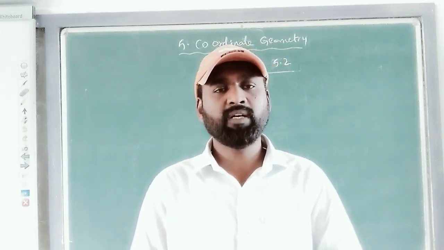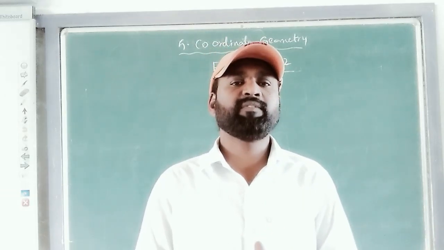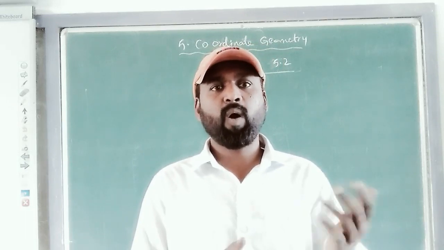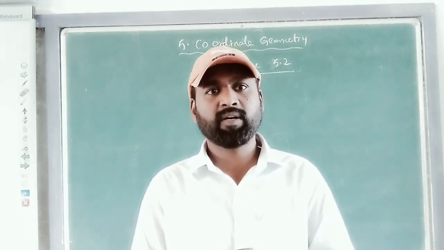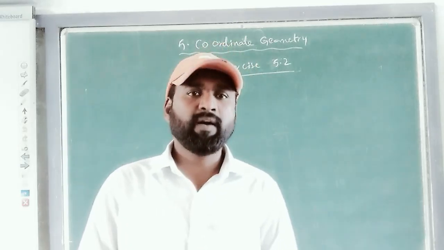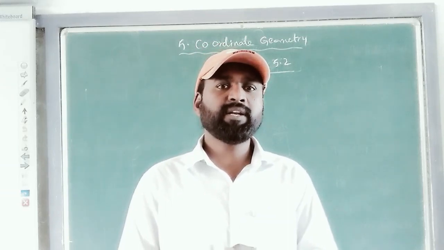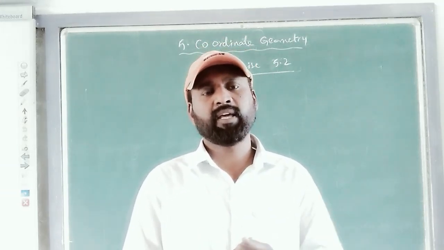Exercise 5.1 we have completed. Exercise 5.2 we have also started, and we completed up to 3 problems. In those 3 problems we discussed the coordinates of x and y. The x coordinate is known as the abscissa, the y coordinate is known as the ordinate. We learned all this in our previous class. Now let us continue with the class from where we completed in the previous class.